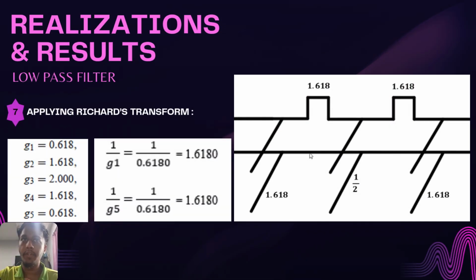For the next step, we are going to apply the Richards transform using the G values. For this we have to use the formula. For G1 we use 1 over G1, which is 1 over 0.618. We get the value of 1.618. Then for G2 it will remain the same, 1.618. G3 will be 1 over G3, which is 1 over 2, also 0.5. For L4 it remains the same, 1.618. For C5 we use the formula 1 over G5, which is 1 over 0.618. We get 1.618. So this is our filter design after the Richards transform.